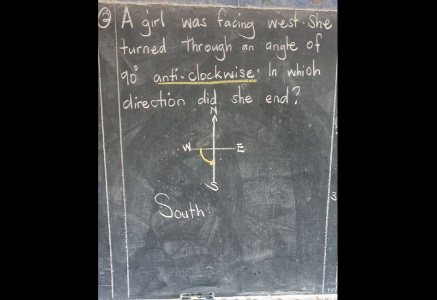Therefore, this girl's new direction would be the south. Therefore, this girl ended into the south. Are we there, children? The girl ended into the south. Observe it properly, children. You can also make that compass at your home. You can draw it on the ground.